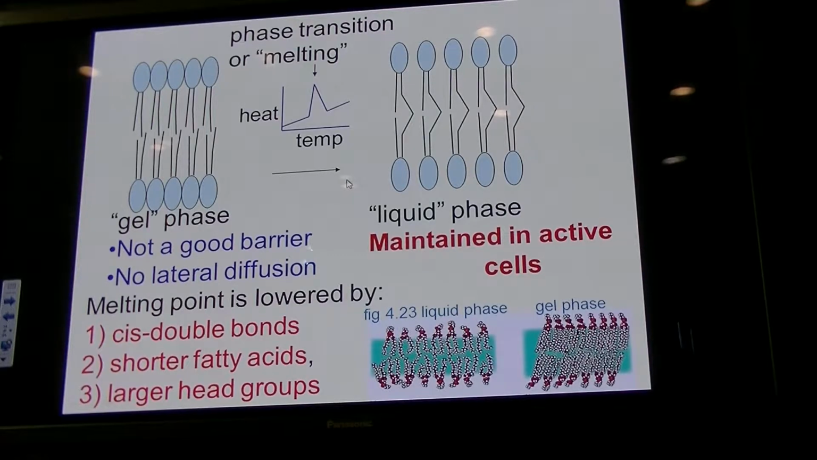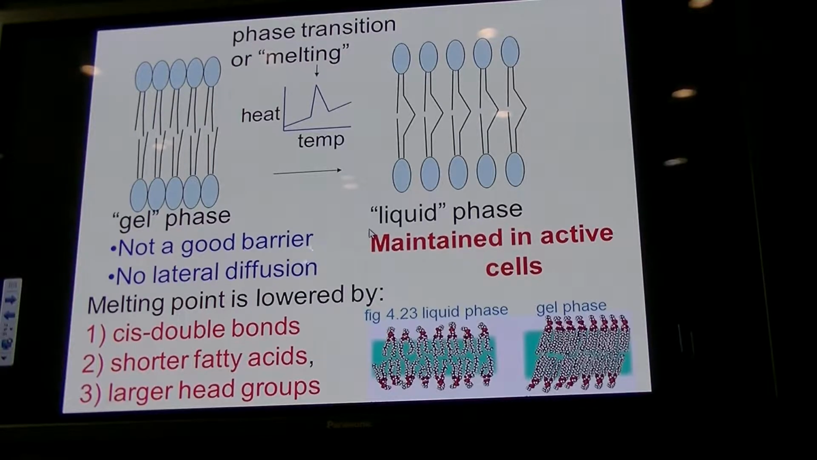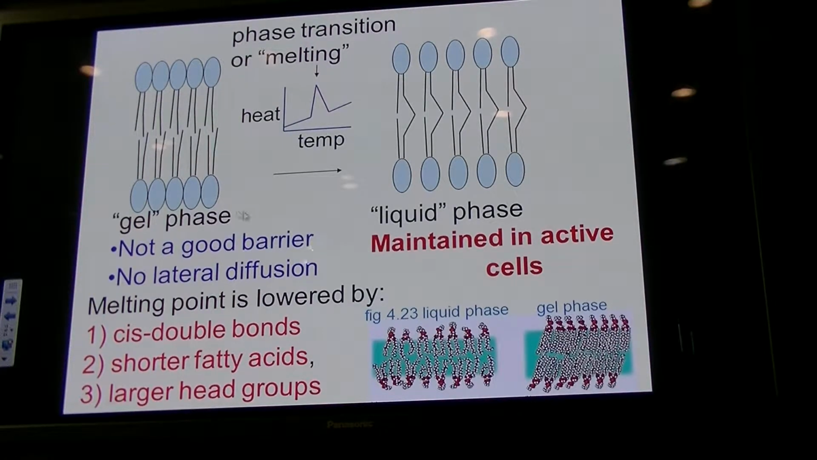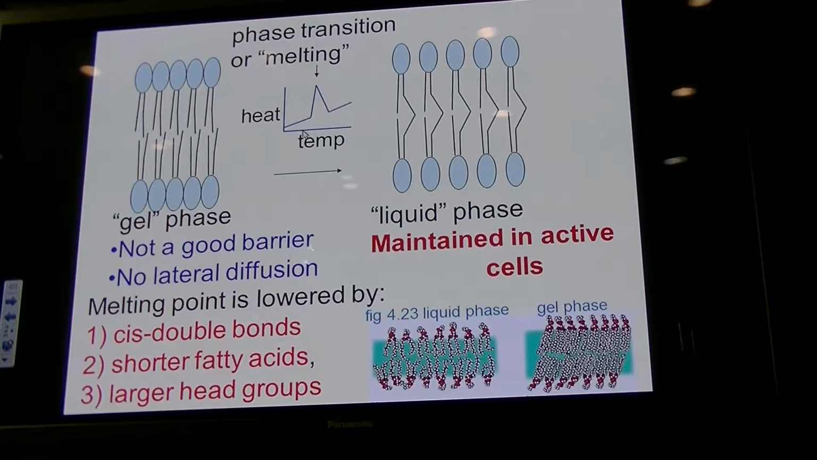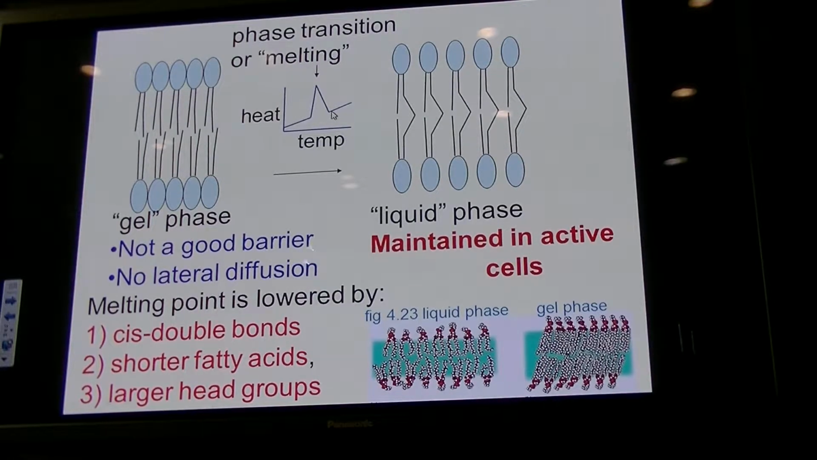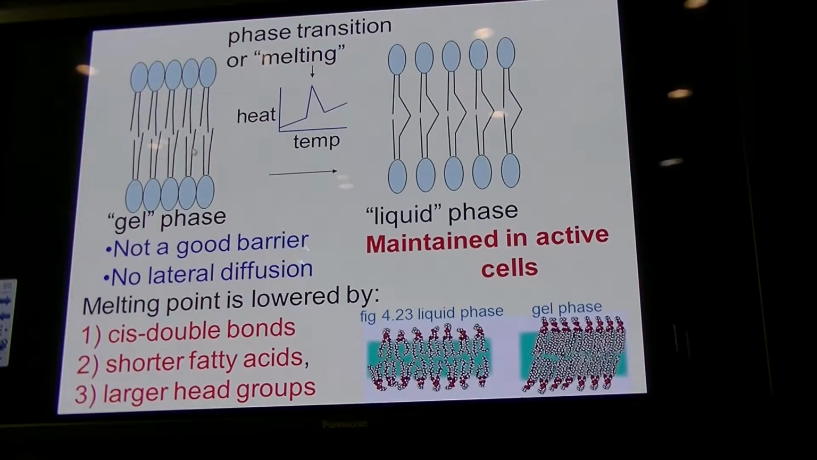So we can do experiments, and if we take membrane-forming lipids and make membranes and put them in a machine that measures how much heat you have to put in to reach a certain temperature. If we start here in the gel phase and we input heat, we see an increase in the temperature, but at some point we have to put in extra heat in order to get to a higher temperature. And that extra heat goes into the melting of these fatty acid chains here.